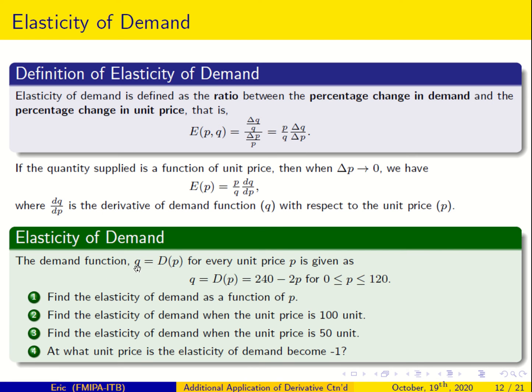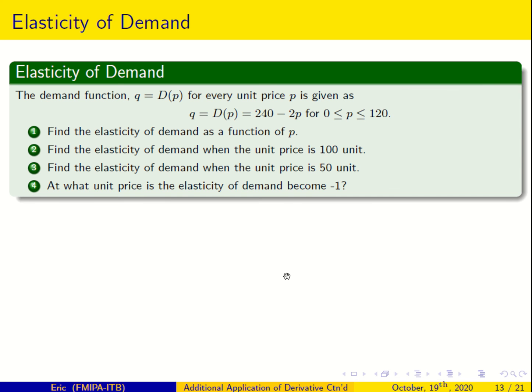Okay, so this is the problem. I have the demand function Q, a function of unit price. The quantity demanded is given as this function when P is from 0 to 120. Find the elasticity of demand as a function of P. Find the elasticity when the unit price is this, and at what unit price does the elasticity of demand become -1?